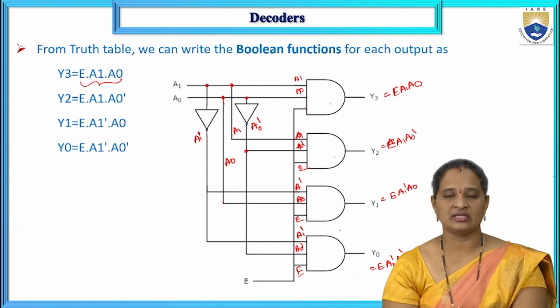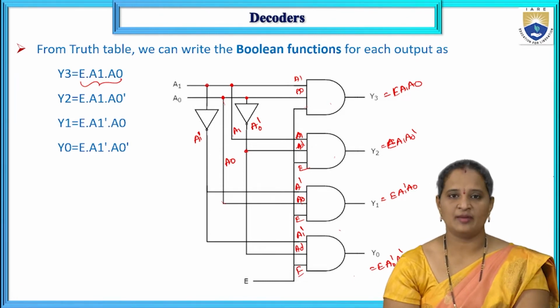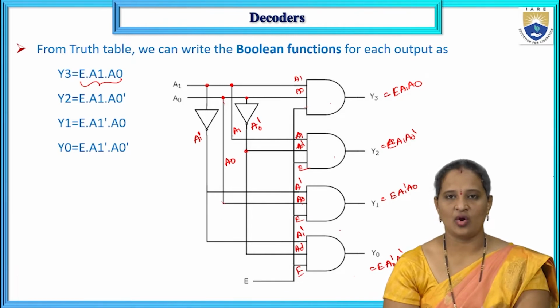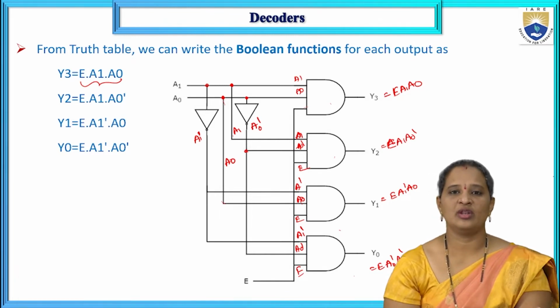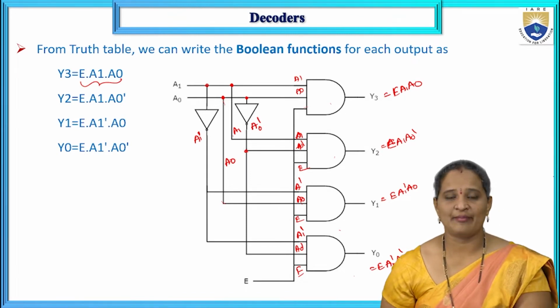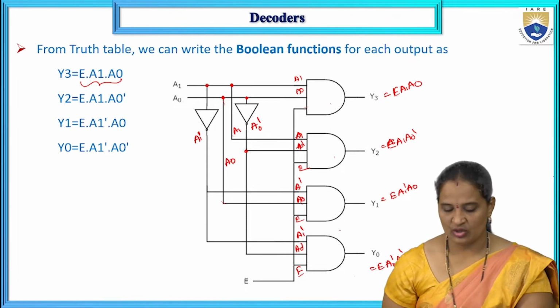So a 2 to 4 decoder has 2 input lines, 1 enable input and 4 output lines. That means any one of the output lines will be high for the given input combination, and this happens only when the enable input is logic high.